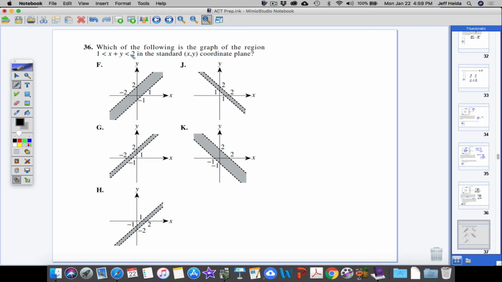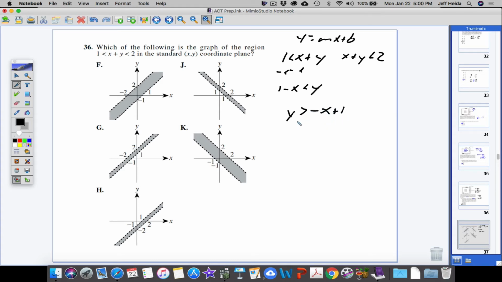What I want to do is break this up into two inequalities, and then we will graph each of the inequalities. The first one, 1 is less than x plus y, and then x plus y is less than 2. Now, it's easier to understand a line if you write it in slope-intercept form. So I'm going to subtract x from each side here, and it's going to be 1 minus x is less than y, but I want to write it in the y equals mx plus b format. So I'm going to say y is greater than negative x plus 1.